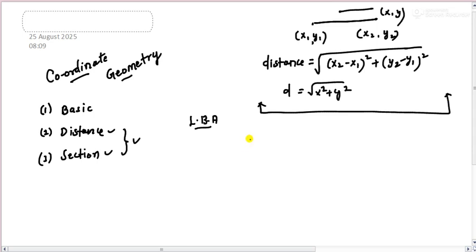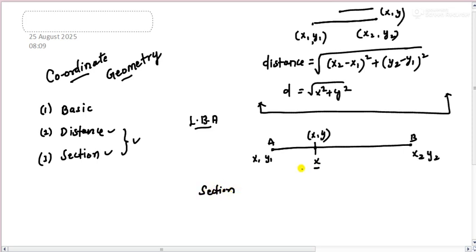Then we saw the section formula. Section formula is used when there is a line and it's been cut by a point x comma y. So these 2 points, I'll name as x1, y1 and x2, y2. Let me call this A and this B, and this point is unknown, so I'll name it as x. Now to find x, we have the section formula. A to x will be called m1, it is a ratio, and this is m2. So what is the section formula?